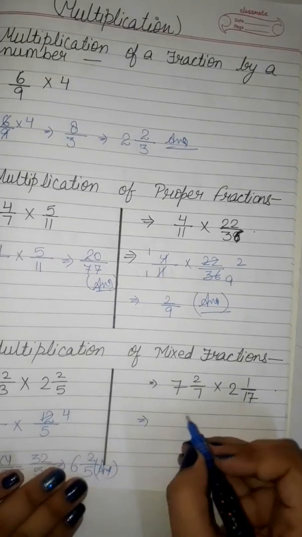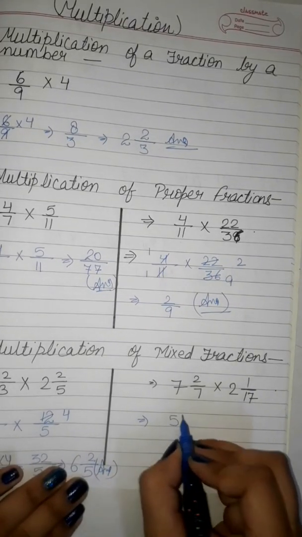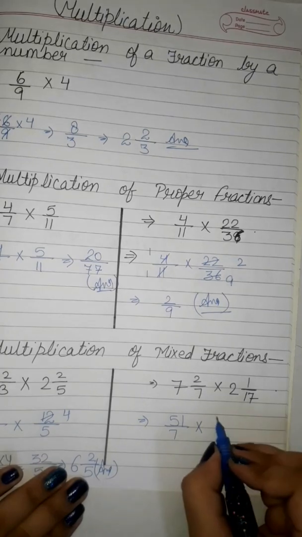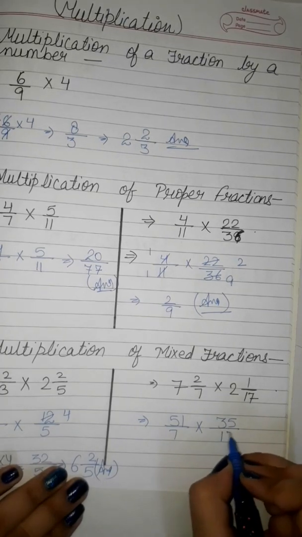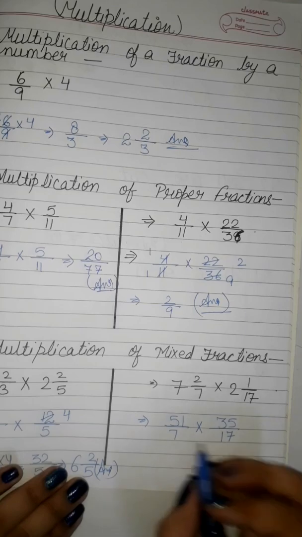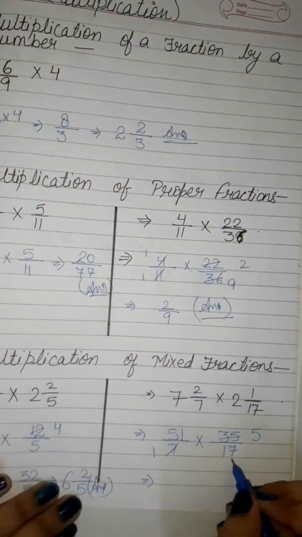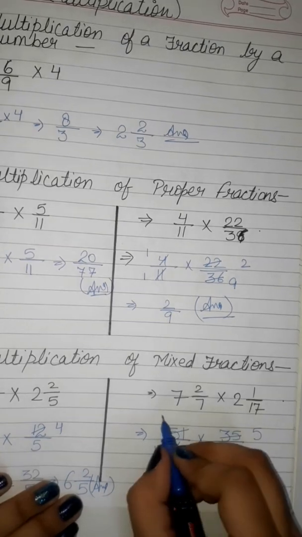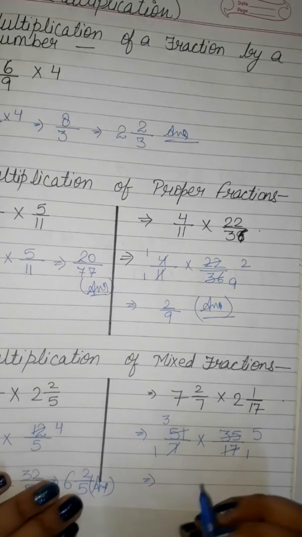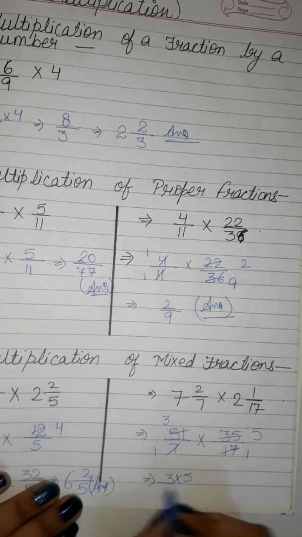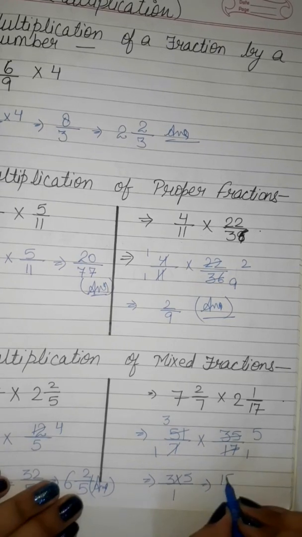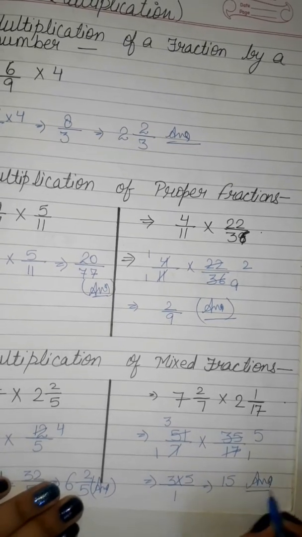Now change into improper. So you will get 51 by 7 into 35 by 17. Now only 7 and 35, 7 ones are 7, 7 fives are 35. And see one thing more, 17 ones are 17, 17 threes are 51. So you get 3 into 5 by 1. That means 15 is your answer.